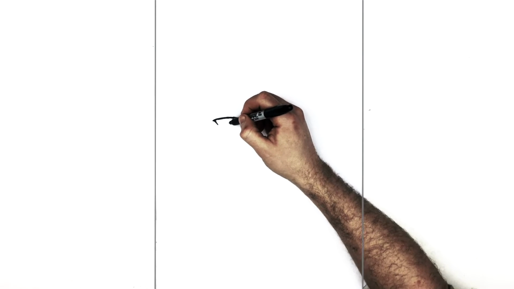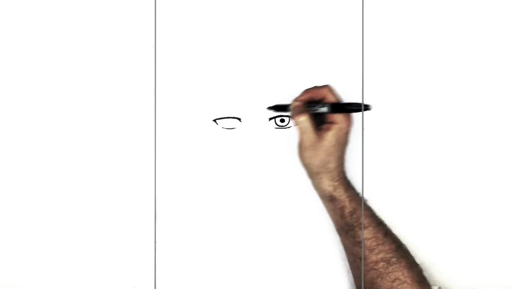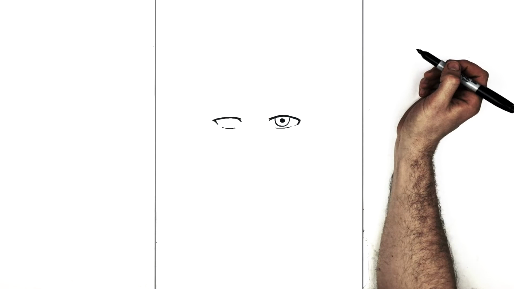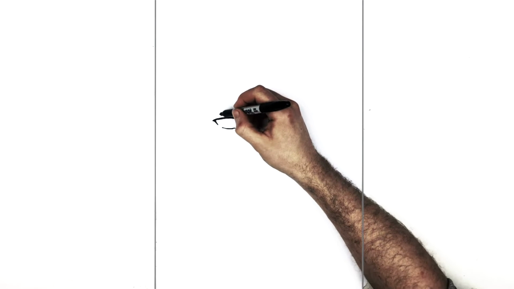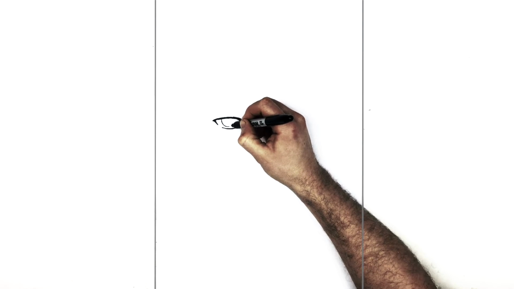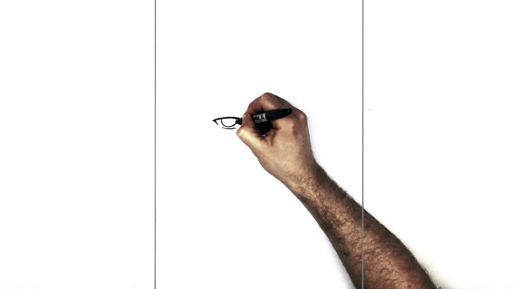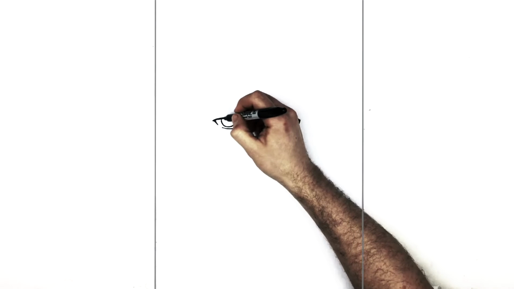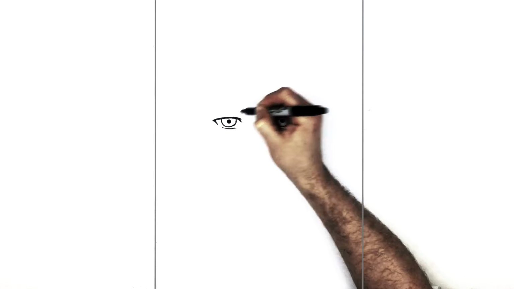Not a lot. Just like here, like so. So then his iris, curve it around, kind of a half circle, like so. And then his pupil just in here, in the center. Black circle, just like that.